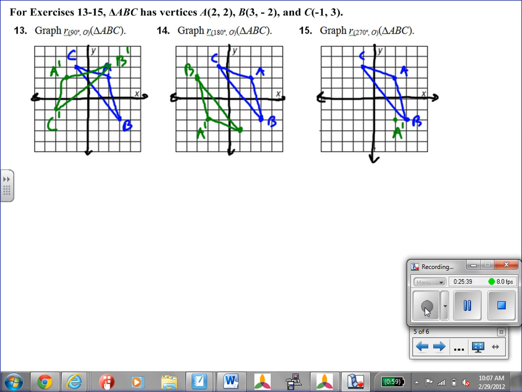Okay? For our new B, we went up 1, 2, 3, and over 2. So instead of going up 3 and right 2, we're going to go what? Down 3 and left 2. That's your B prime. And for C, we went down 1 and left 3. So now we're going to go up 1 and right 3. That's C prime.